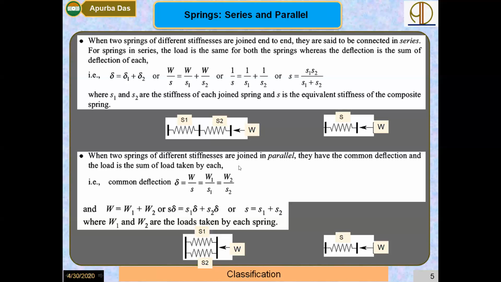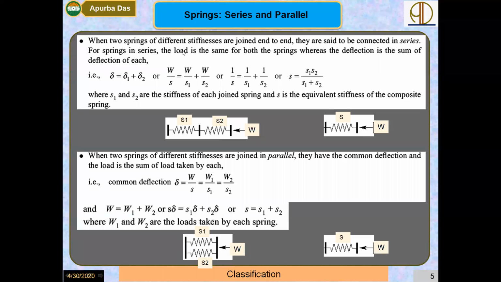So from here we can write the total W is equal to the summation W1 plus W2, because some part goes in this direction, some part goes in this direction. So the total load W is equal to W1 plus W2, and from there we can write S into delta, because W is equal to S into delta. So S into delta is equal to S1 into delta plus S2 into delta. So we can write S is equal to S1 plus S2. That means the equivalent stiffness will be the summation of the individual spring stiffnesses when they are connected in parallel.